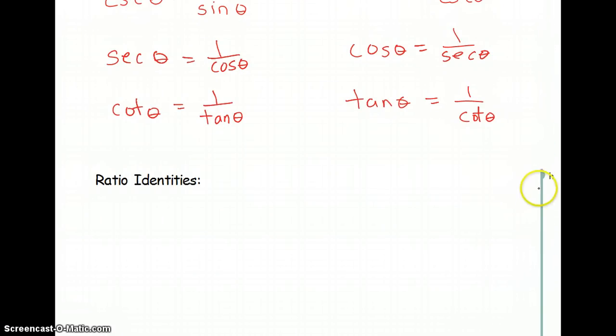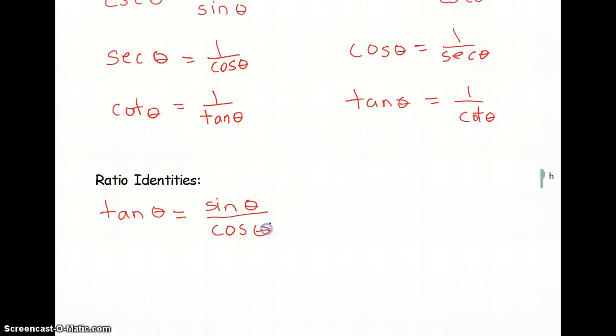Now ratio identities you probably don't know. Tangent of theta is one of our ratio identities because remember we said it was y over x, but remember I can replace the y with sine of theta, and I can replace the x with cosine of theta. So then what's another way I could represent the cotangent of theta? Well, it's the reciprocal of my tangent here, right? So it's going to be cosine of theta over sine of theta. So the ratio identities, you're just replacing the x with cosine and the y with sine, and you get your ratio identities.